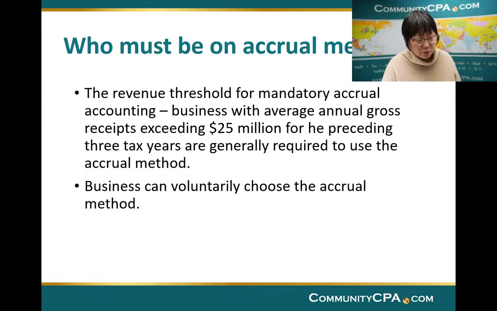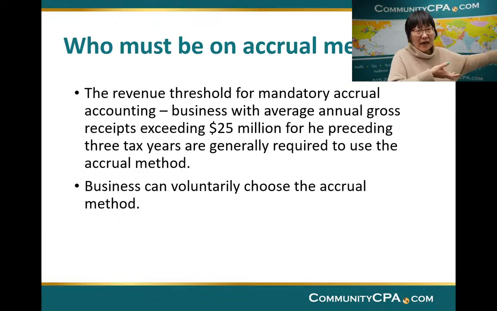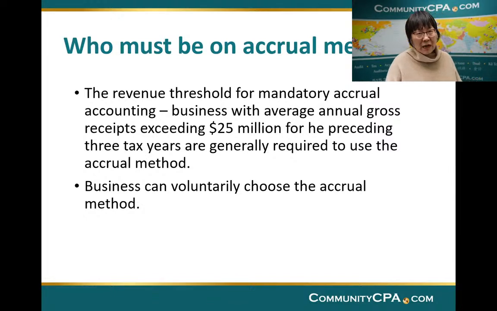What does that mean? So we're in 2024; 2023, 2022, 2021. If I add my 3 years of gross sales together, divided by 3, and the number is over 25 million, that means I should be on accrual, period. But what if I'm less than 25 million? That means I don't need to be on accrual if I don't want to be, right? A business can voluntarily choose to be on accrual. Then you say, okay, fine, I can be on accrual if I want to. I don't have to. But tell me, what are you selling?